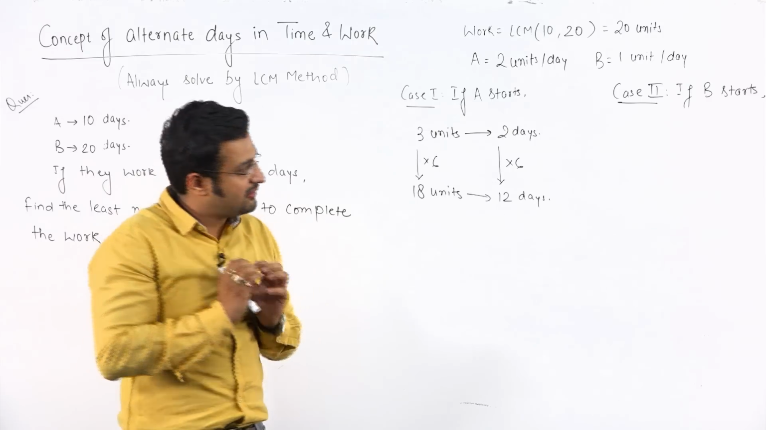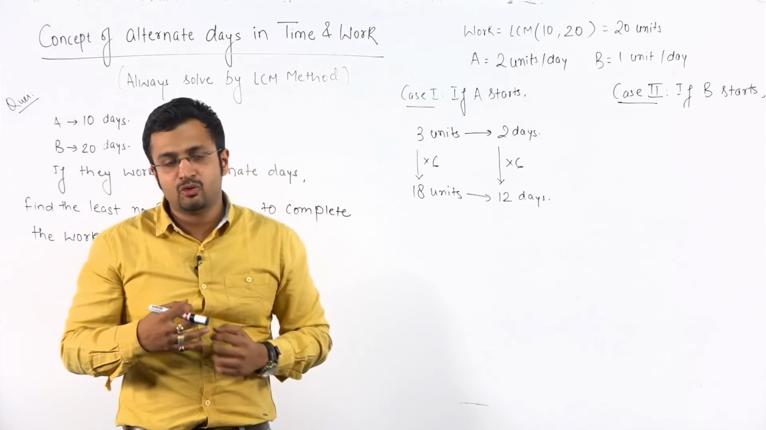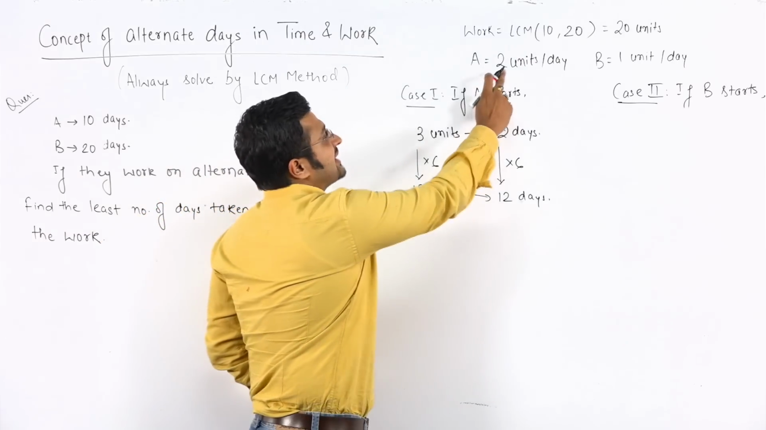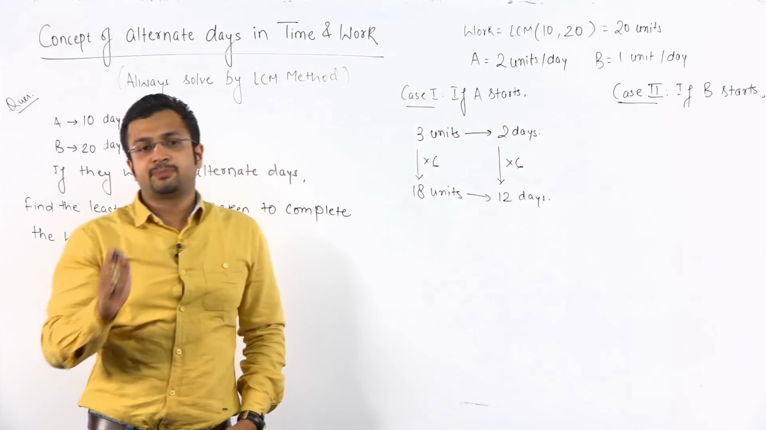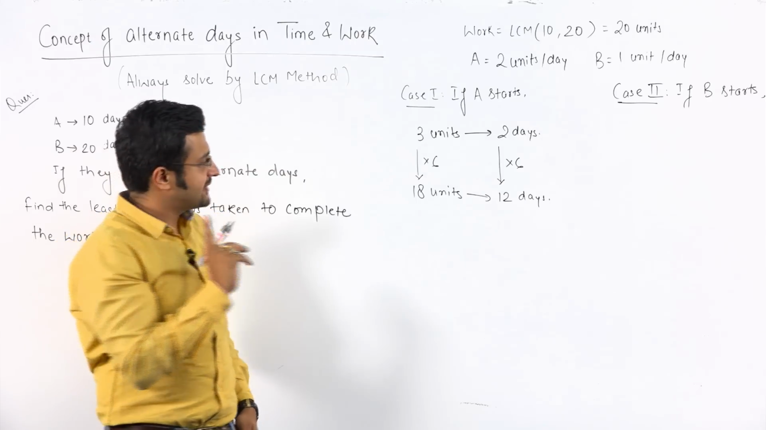If 12th day B works, that means who will work on next day? On 13th day, who will work? A will work. If A works on 13th day and the capacity of A is 2 units per day, that means A can complete the remaining 2 units in how many days? 1 day.